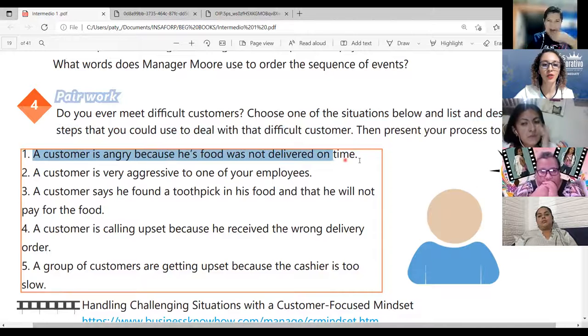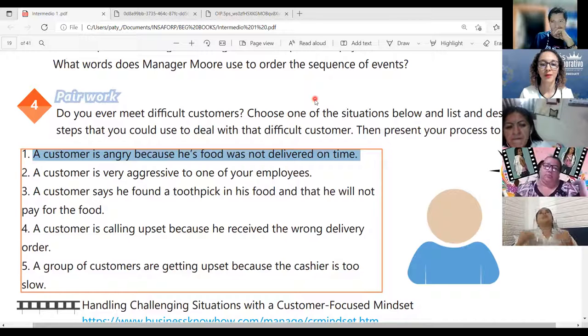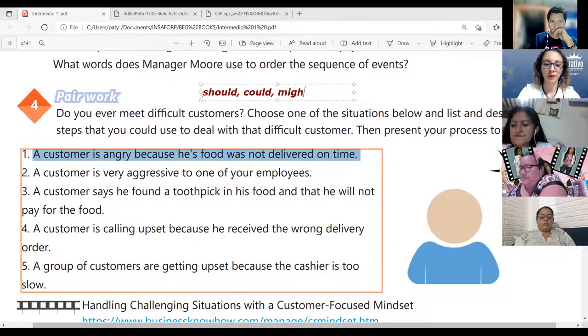Okay, a customer is angry because his food was not delivered on time. Este customer está molesto porque no recibió su comida a tiempo. 5 pasos, 5 recomendaciones de qué hacer para lidiar con él o con esta situación. Y vamos a utilizar siempre las opciones que teníamos ayer. Y si ustedes quieren, pueden también utilizar should, right? That's another option. Should, could, might like, and might want.